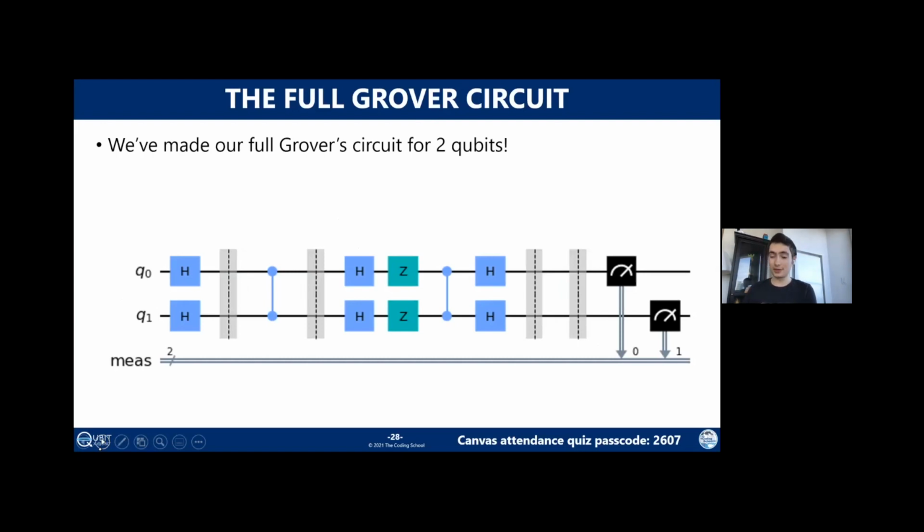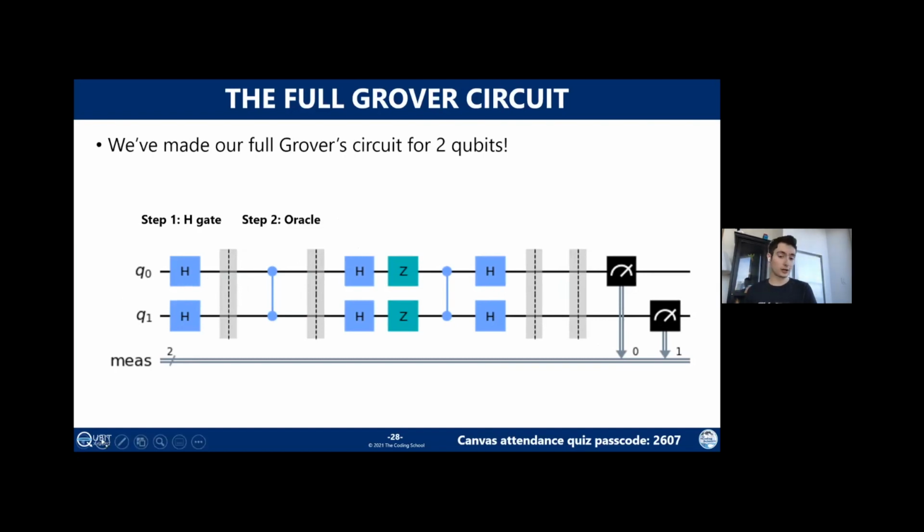Putting it all together, this is what the full circuit looks like. It can look a little bit intimidating, but just to walk through it step by step, we've seen all these steps before. First up here, we have the H-gate step. So this is where we go from ket 0 to our uniform superposition.